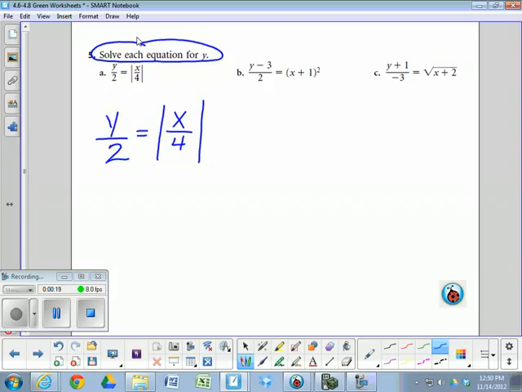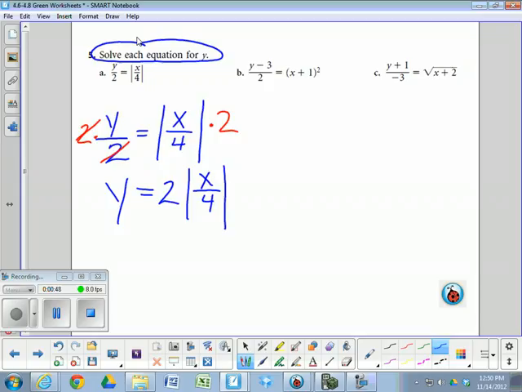To get y by itself, you always want to do the opposite of what's currently happening to it. It's currently being divided by 2, so we want to do the opposite and multiply both sides by 2. And what happens is the 2 cancels the 2, and you have y by itself. On the right, you have 2 times the absolute value of x over 4.